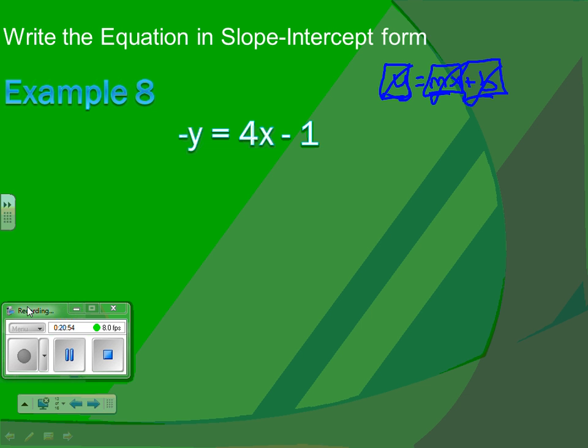A negative 1. So technically you can do two ways. I'll show you the technical way, and then I'm going to show you the easy way. The technical way, there is a negative 1, so what would I do? Divide by negative 1, and so y equals, what's 4 divided by negative 1? Negative 4x. What's negative 1 divided by negative 1? Positive 1. So, am I done? Is it in mx plus b form? Y equals mx plus b?